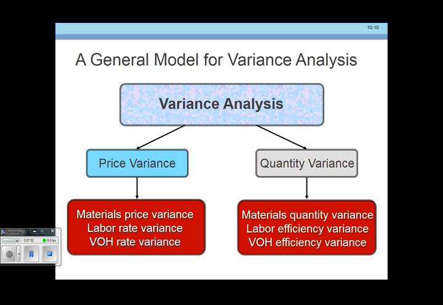And notice likewise on the quantity side, they have a materials quantity variance and then labor and variable overhead efficiency variances. Once again, to my way of thinking, they're all quantity variances, but I do understand, efficiency is how efficiently they used it. But once again, I prefer to think of them just as either price variance or quantity variance. Is it the dollar amount spent, or did we use a different amount?